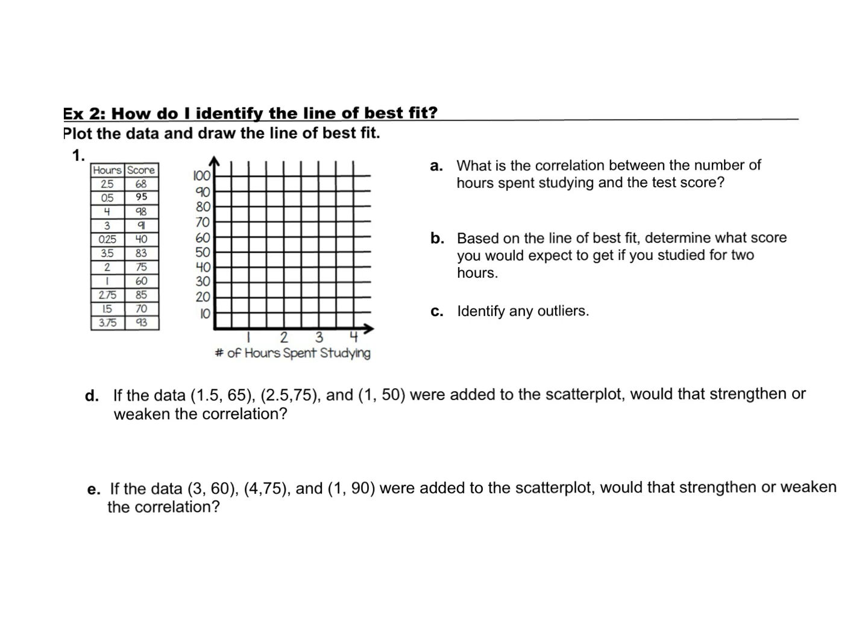All right, example number 2, how do I identify the line of best fit? So first of all, we're going to plot the data and then we'll draw the line of best fit. And so notice we have these scores. We've got the number of hours studied and then the score. And so let's take a look at the first one here. What we have is somebody that studied 2.5 hours. They had a score of 68. So we're going to go to the 2.5, which is between the 2 and the 3, and then we'll go up to the 68.